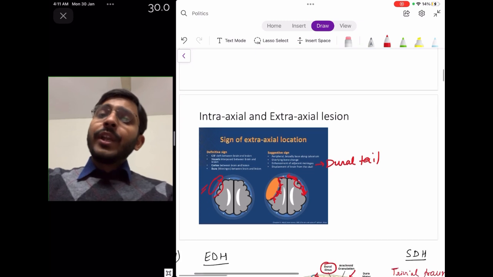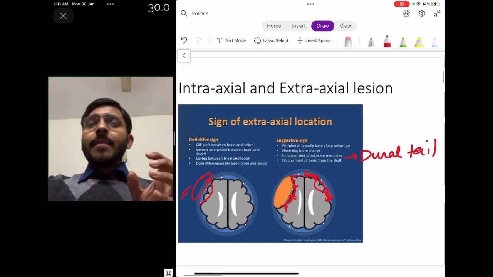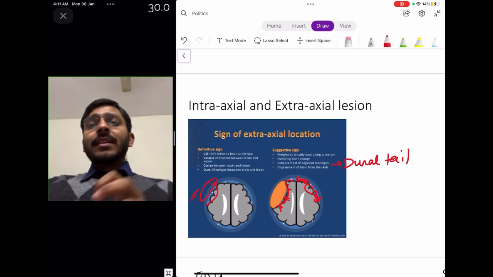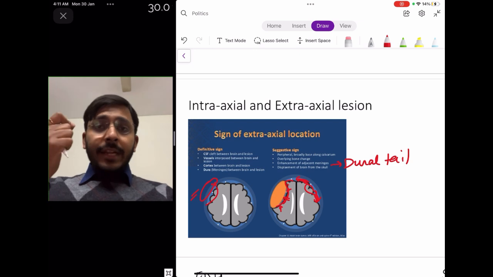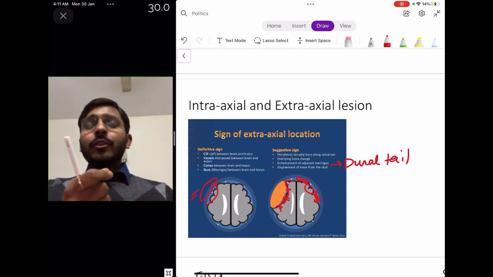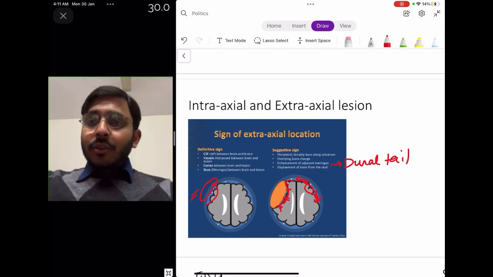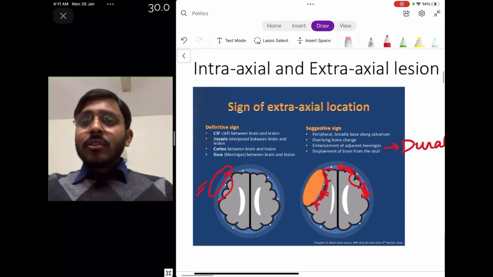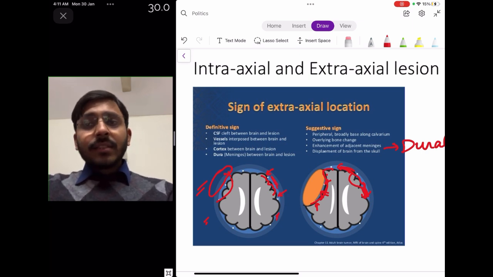So before we go into the individual bleeds, I want you guys to know a very important concept of an extra-axial versus an intra-axial lesion. And this will also help you to understand brain tumors better, and also your general understanding of brain MRIs. So for example, on the image on the left, we have an image of the brain in which the brain parenchyma here is surrounded by these vessels, and overlying these vessels is the meninges.